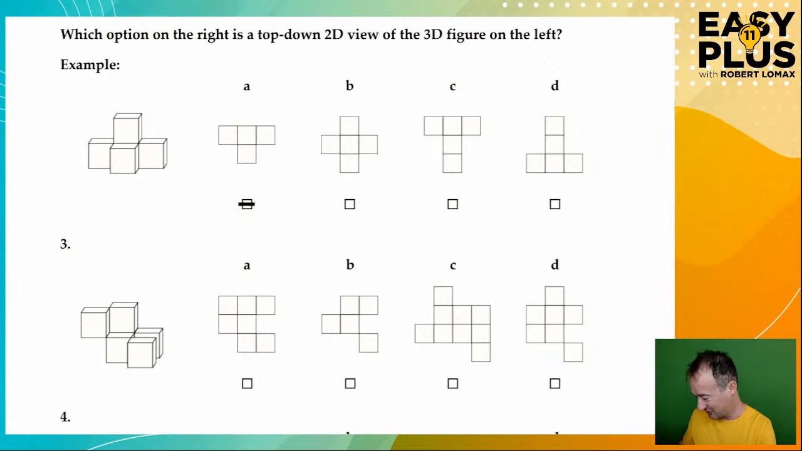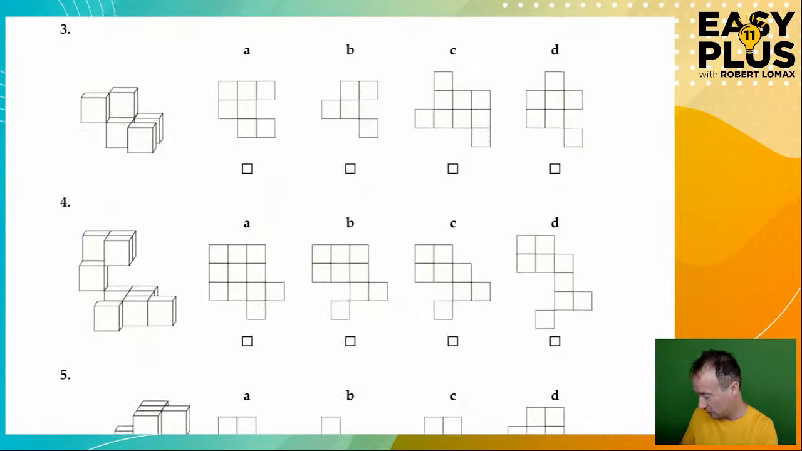Right, on to question 3 here. So we're looking at top-down representations of 3D shapes. Now this looks really tricky, but actually you can do these just by being very systematic, even if you don't have a really outstanding sense of 3D spatial awareness. Let me show you how.